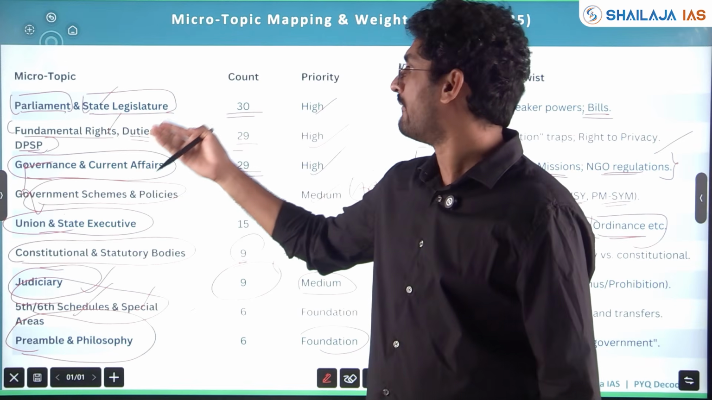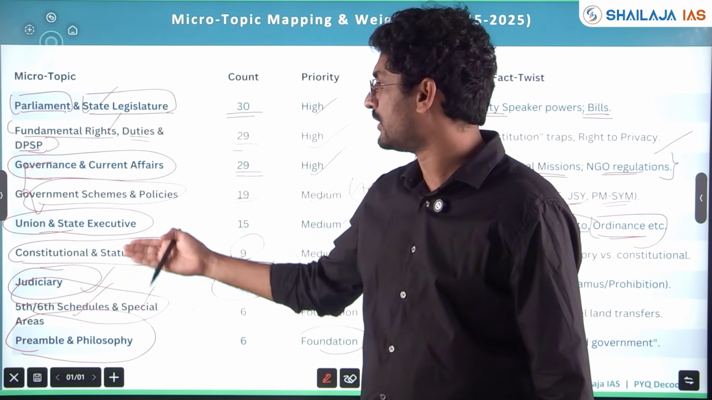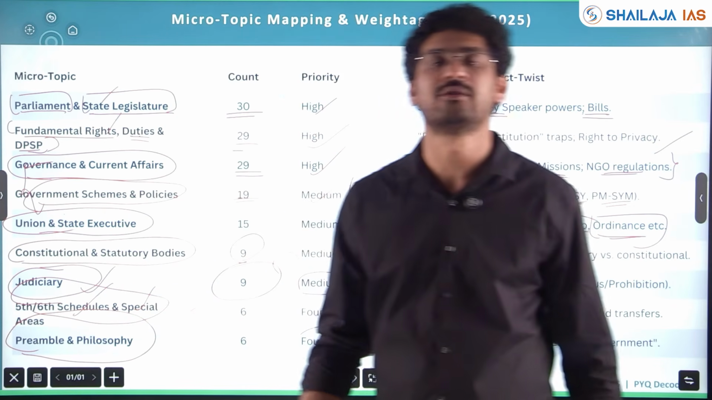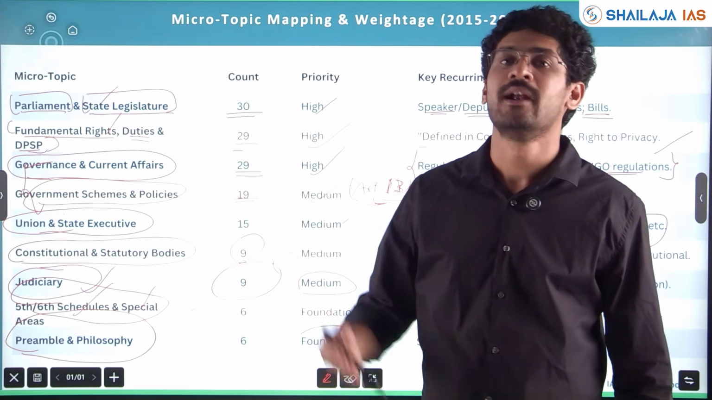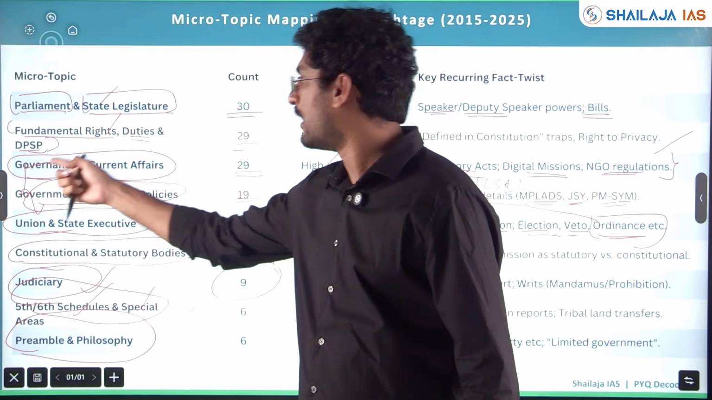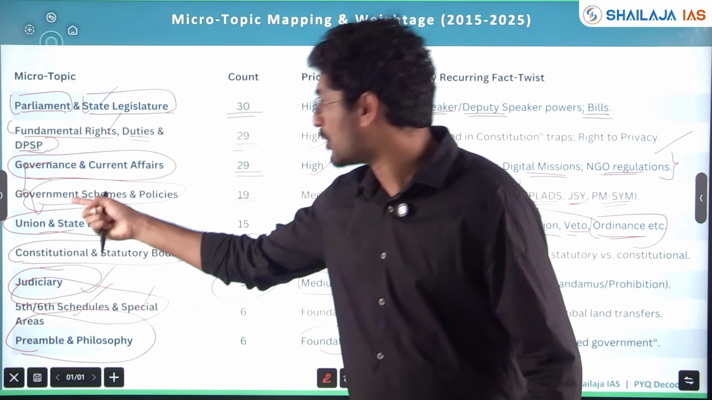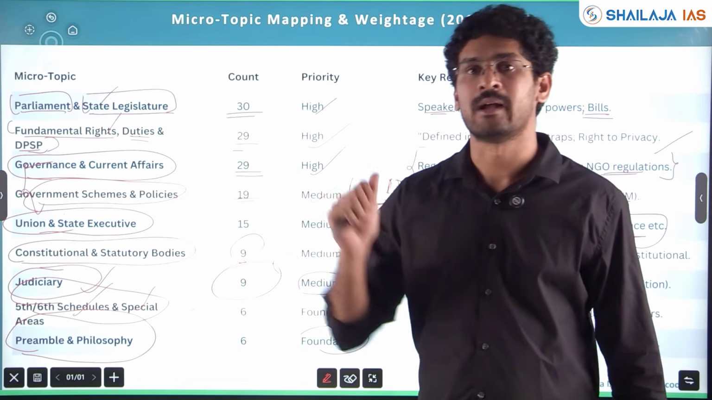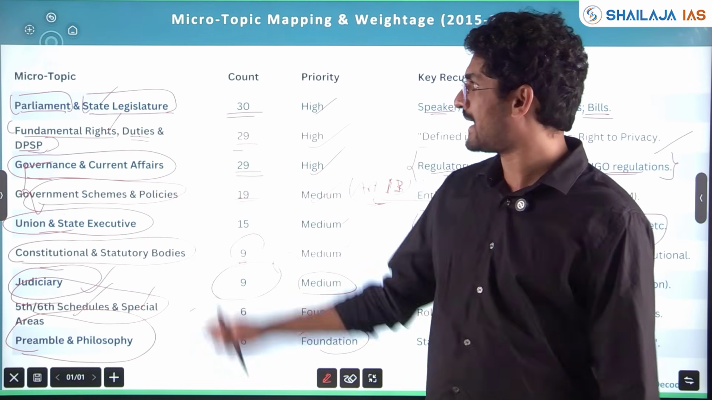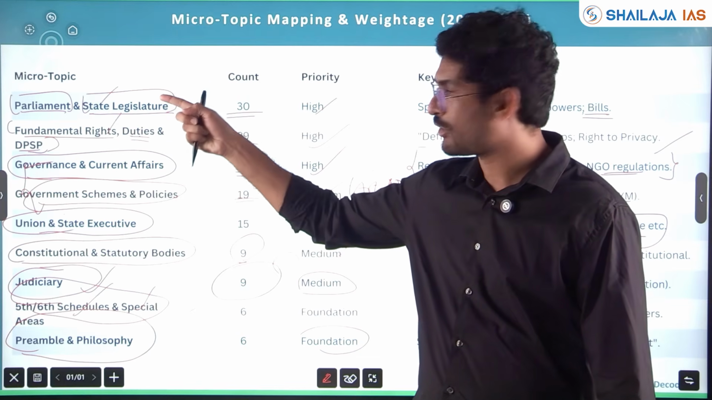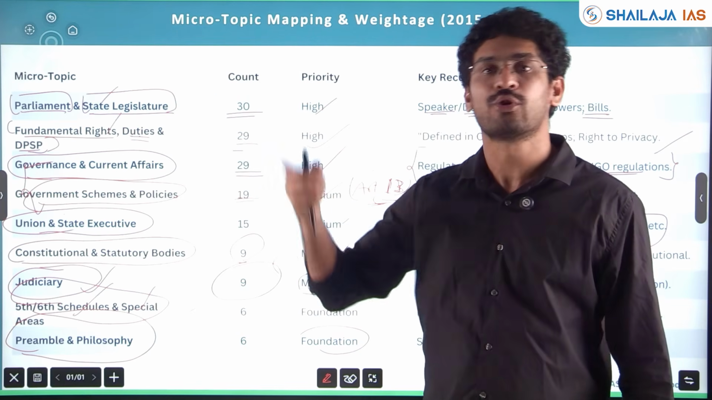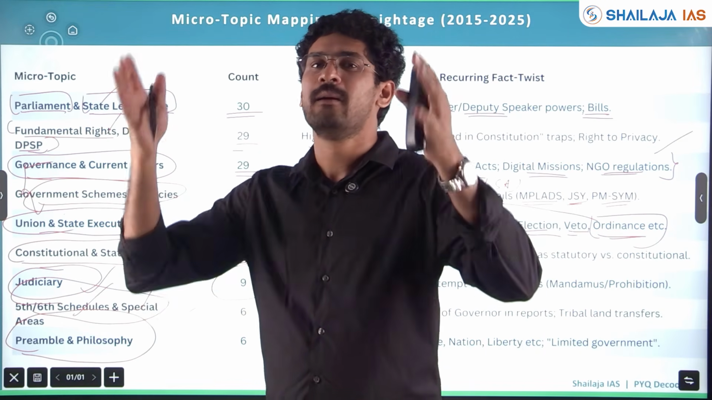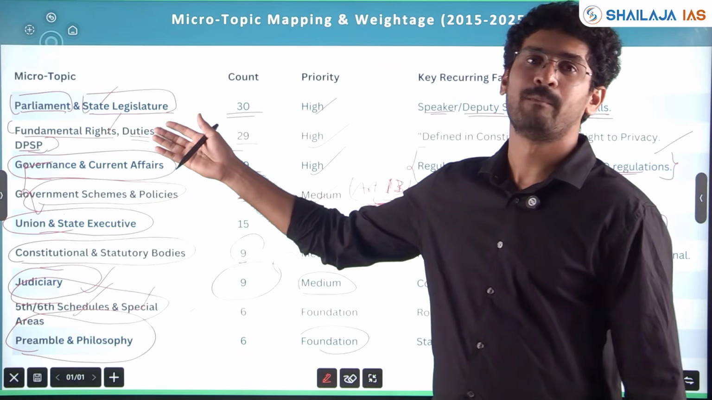Parliament and state legislature, fundamental rights and duties, union and state executive, constitutional and statutory bodies, judiciary, 5th and 6th schedule, and preamble and philosophy are the important themes where 12 to 13 questions have come, along with governance and current affairs, and government schemes and policies linked to polity and governance. Questions have come, very important. Now you understand which are the macro topics in polity.